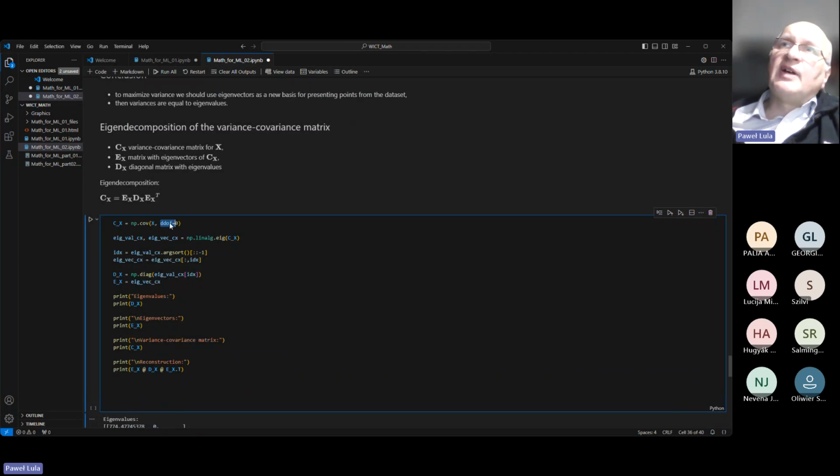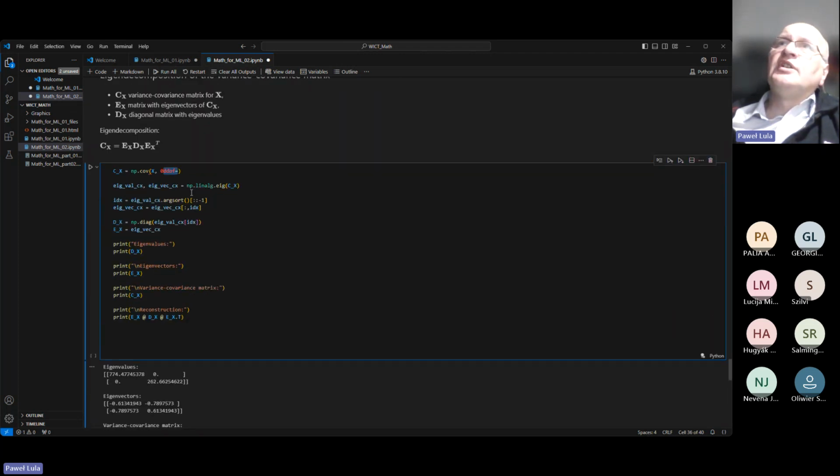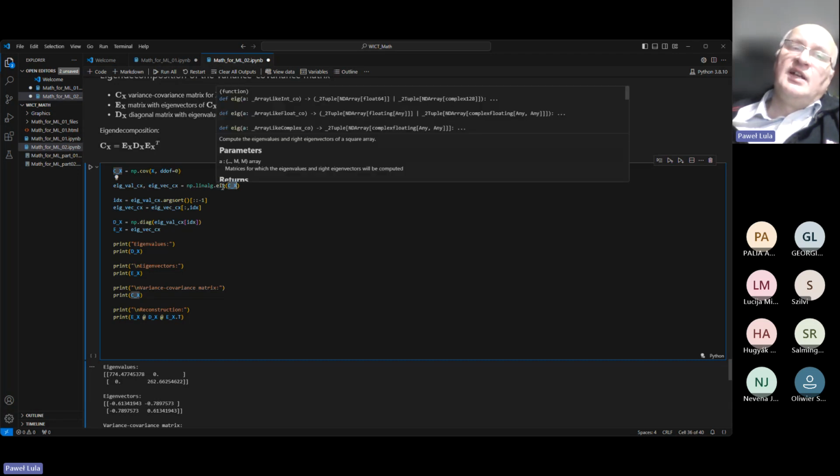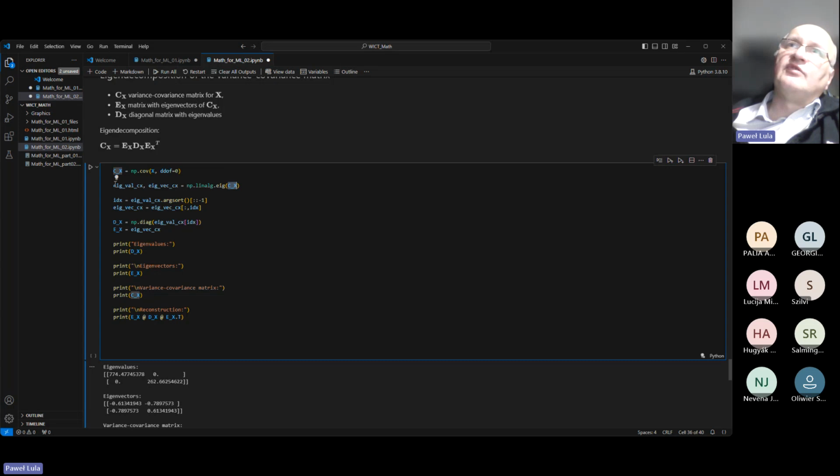So when I use this parameter here, it means that I'm going to make some changes. I'm going to divide this sum by n. Therefore, we have the second parameter here. So we have this variance-covariance matrix calculated here. I use it here and calculated eigenvectors and eigenvalues. They are here.